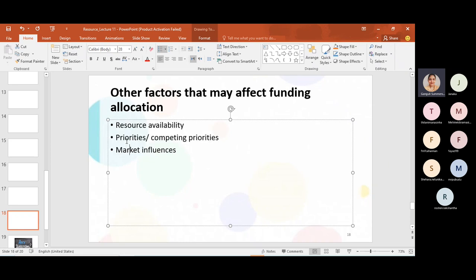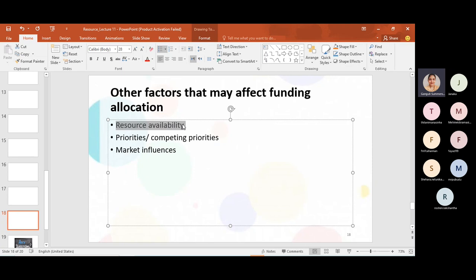For example, if you take resource availability, it can be personal and it can be external as well. And if you take priorities and competing priorities, this is more like a personal factor. And market influences is an external factor. Okay, so these are some other factors, personal and external both, that affect funding allocation.